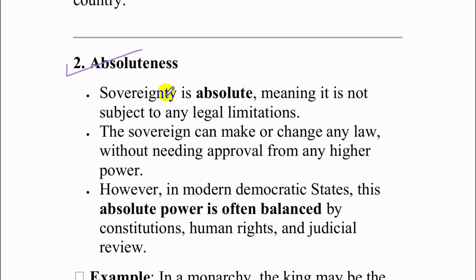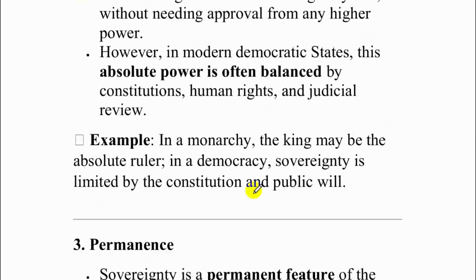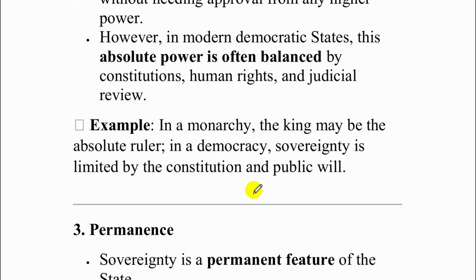However, in modern democratic states, this absolute power is often balanced by constitutions, human rights, and judicial review. So, we still have to understand that when we say absolute, it means within the legal bounds of the law. The laws can be created and enforced keeping human rights and the constitution in mind, and of course judicial review. For example, in a monarchy, the king may be the absolute ruler, whereas in a democracy, sovereignty is limited by the constitution and the public will.